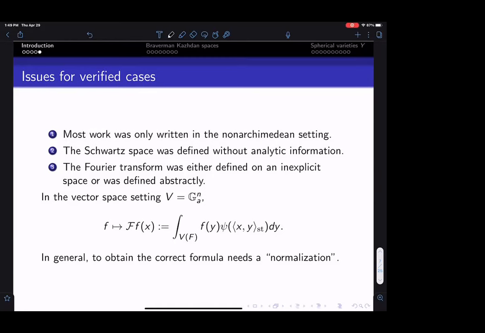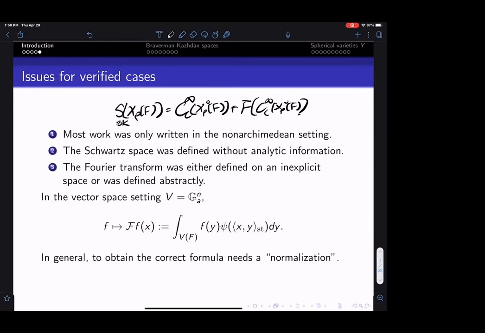And the second one is the Schwartz space was defined mostly without analytic information. How Bergman and Kazhdan proposed the definition is the Schwartz space is the sum of the compactly supported smooth functions and the image of the Fourier transform. So this definition is really beautiful and neat. But if you really want to get any analytic information out of functions in this space, it will certainly not be easy.